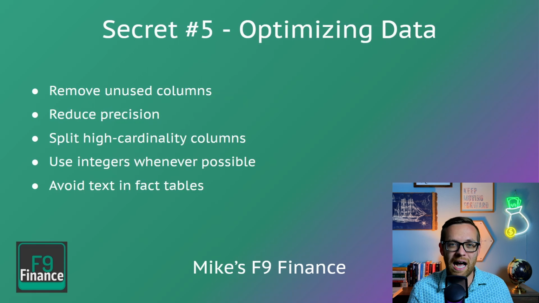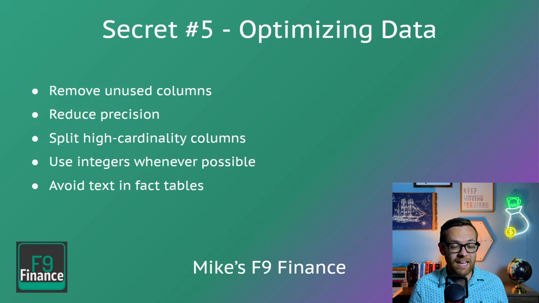Secret number 5, optimize your data. Now, this is actually a couple of secrets, but because they all really are kind of a data set optimization, I put them all together. Number 1 on here, you can remove unused columns. The biggest rule is don't pull anything into Power BI you absolutely don't need to use. Any extraneous data will just slow you down.